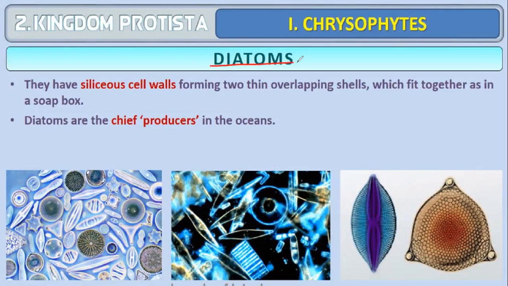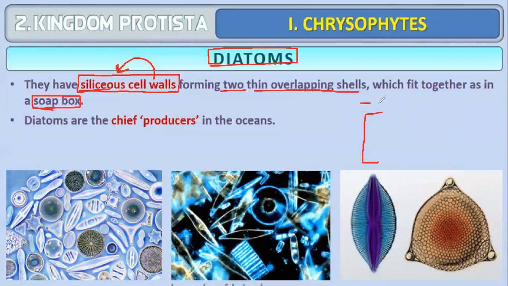At last, I'll say the example before we move on to the dinoflagellates. So diatoms are chrysophytes, right? This is very important. Diatoms have a siliceous wall. Their cell wall is made up of silica, forming two thin overlapping shells which fit together like a soap box.